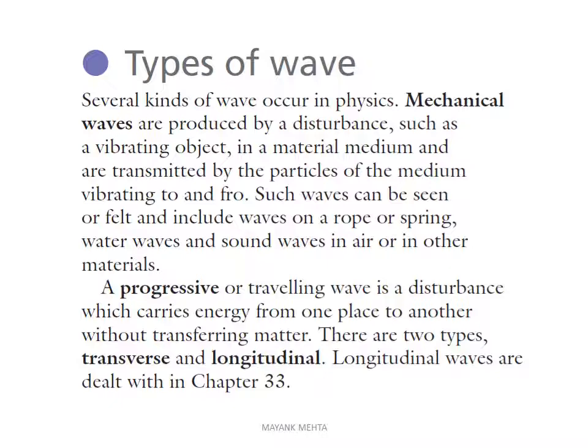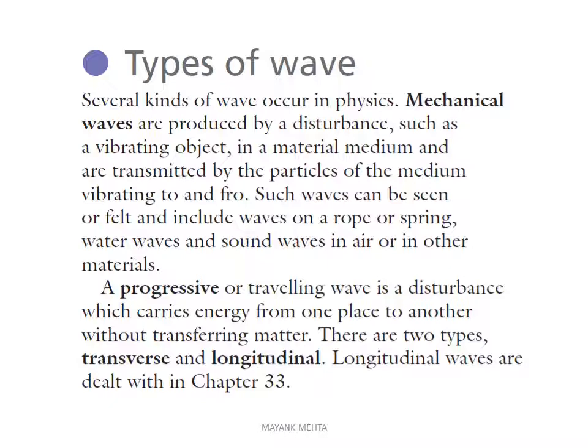So mechanical waves are actually creating vibration in a body or in a particle of a medium. So in a material medium, they are transmitted by the particles of the medium vibrating to and fro. Such waves can be seen or felt and include waves on a rope or string. This type of wave has one best example, that is sound waves. So sound waves, or we can say water waves, are this kind of wave.